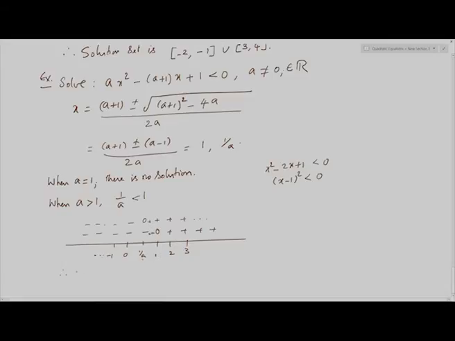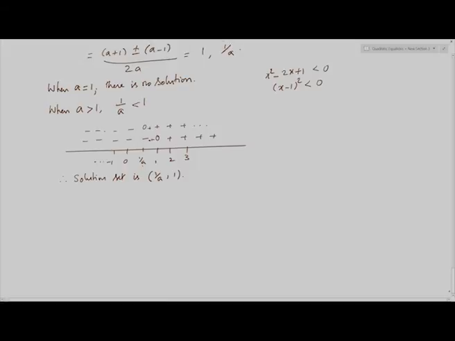So therefore I can write the solution set when a is greater than 1. The solution set is not unique, it depends on the constant a. So the solution set is 1 by a to 1. This is the case when a is greater than 1.